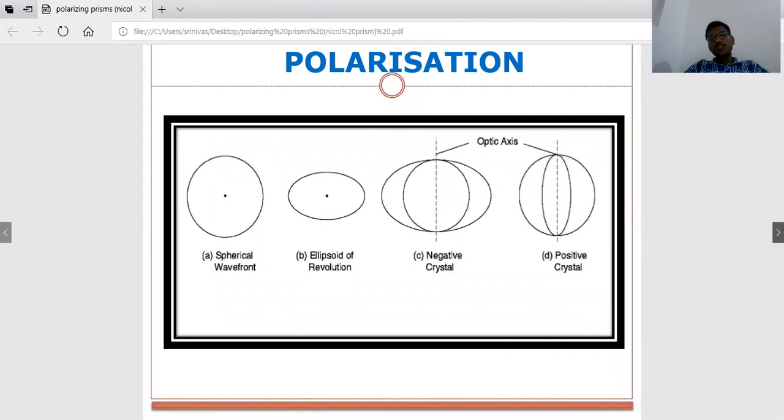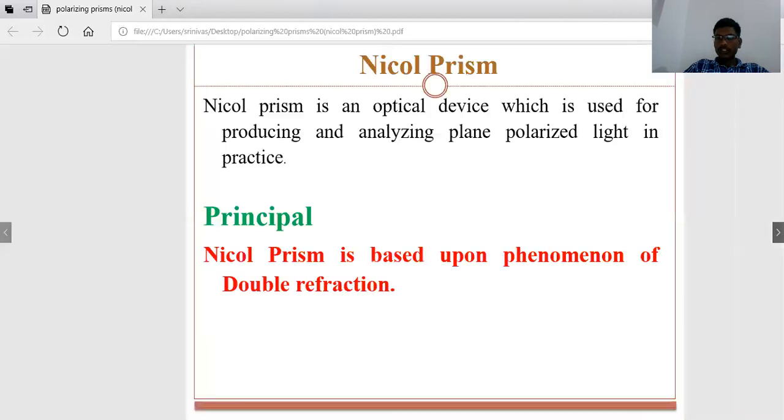Here the figure shows the spherical wavefront looks like this. For the ellipsoid of revolution it should be like this. For a negative crystal, this circle or sphere is within this ellipse. That's why the ordinary ray velocity is less than the extraordinary ray. And see the fourth figure, this ellipsoid is inside the circle, which means the ordinary ray velocity is greater than the extraordinary. These four figures show the spherical and elliptical wavefronts for negative and positive crystals.